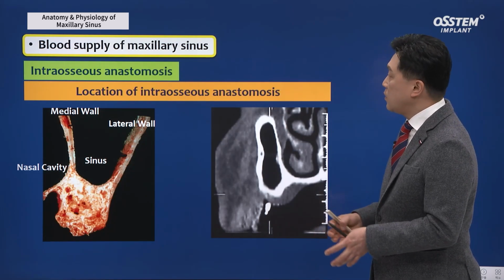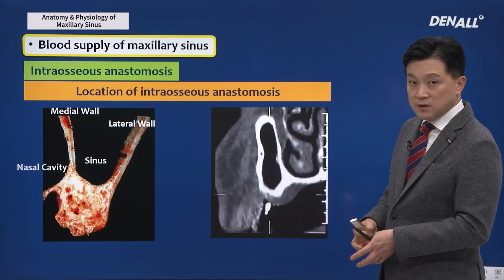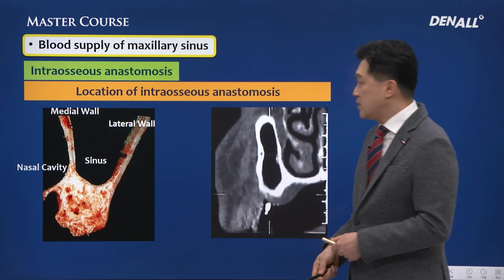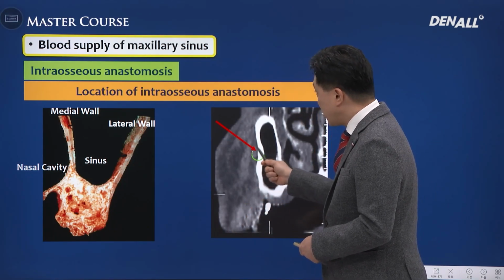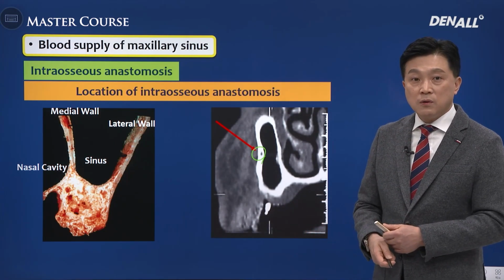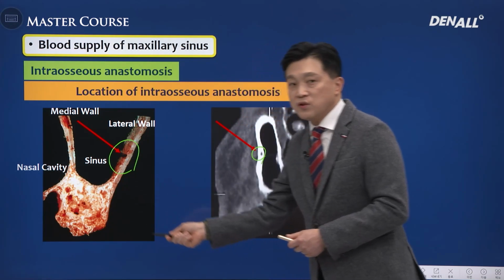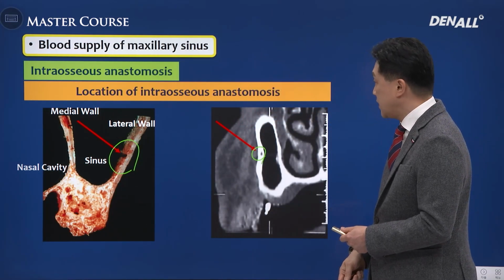Intraosseous anastomosis artery can run in different patterns, but in general, it runs like a bony canal form, or it shows a groove-like form as well.